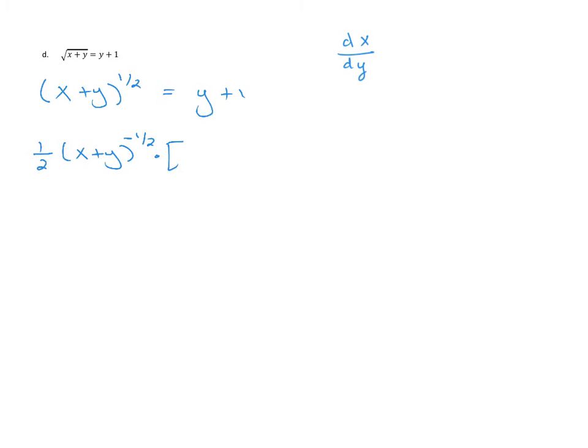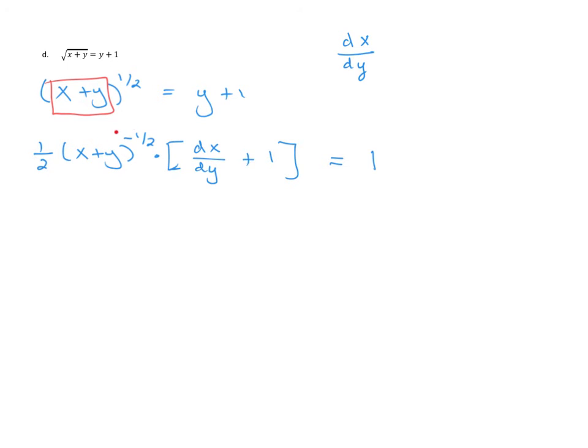All right, let's rewrite the left side of this as (x plus y) to the 1/2, and this is equal to y plus 1. And again, we want dx/dy. So what we get here is 1/2 (x plus y) to the negative 1/2. The chain rule says we have to multiply by the derivative of what is on the inside of this function. And so we get, well, the derivative of x with respect to y, that's dx/dy. And the derivative of y with respect to y is 1. And the other side of my equation is actually just 1.